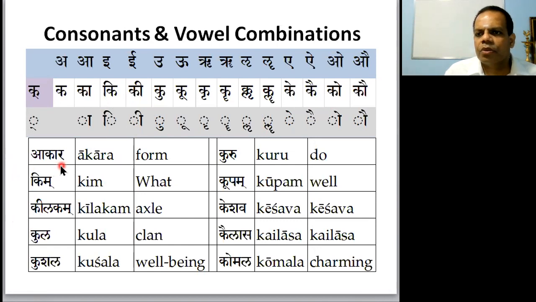Akara. Okay. Akara means form. Like nirakara means one who is without form. Okay. So we'll come across this word akara quite often in bhajans. So I thought I will mention that.